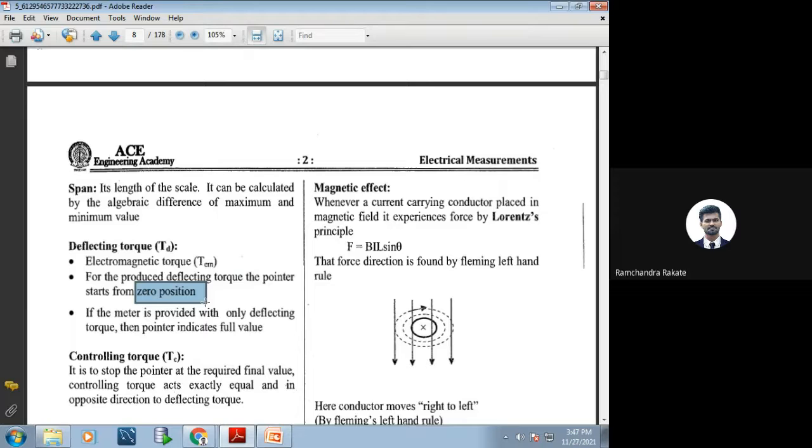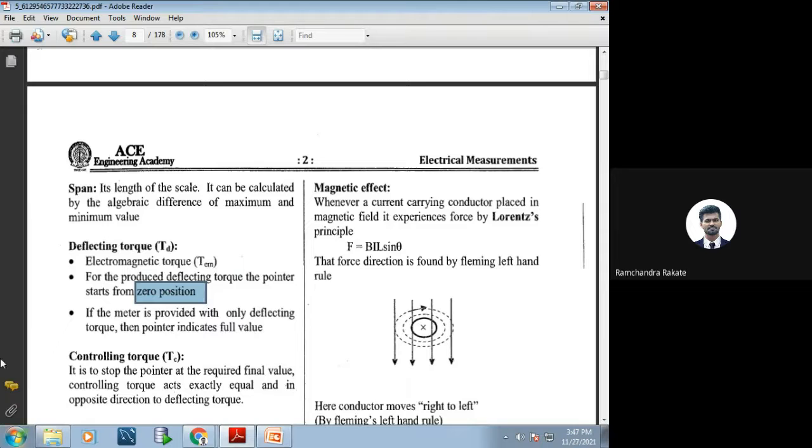You might have one question: how much degree will the pointer deflect and display? It totally depends on your deflecting torque. This deflecting torque causes the pointer to move from the zero position to the desired deflection, so that we consider it the actual measurement.